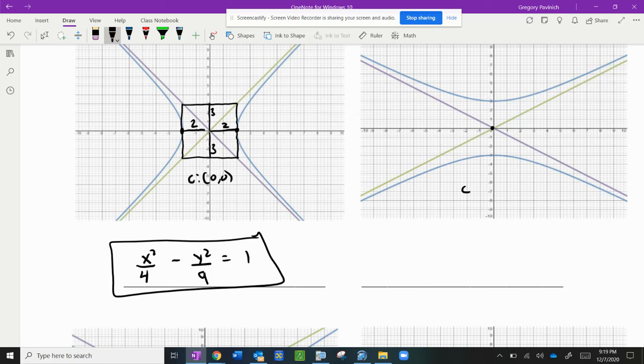Next one is a center 0, 0 again, but this time it's opening vertically. So my y squared is going to come first. It's going to equal 1. And since my transverse axis connects vertex to vertex of my parabolas, I notice that that's going to be 1, 2, 3 units long. So it's 9 vertically, and then I've got to create these boxes by going all the way out from the vertices to the asymptotes.